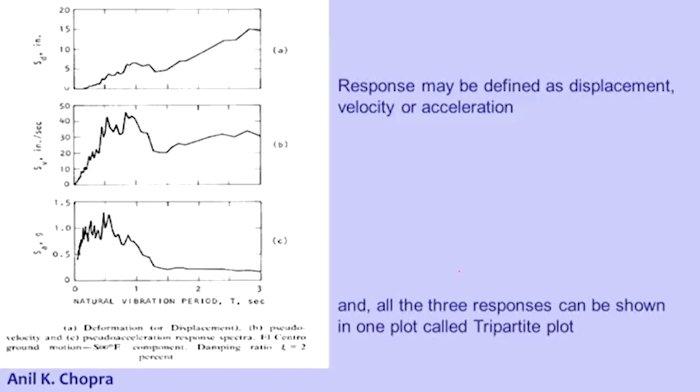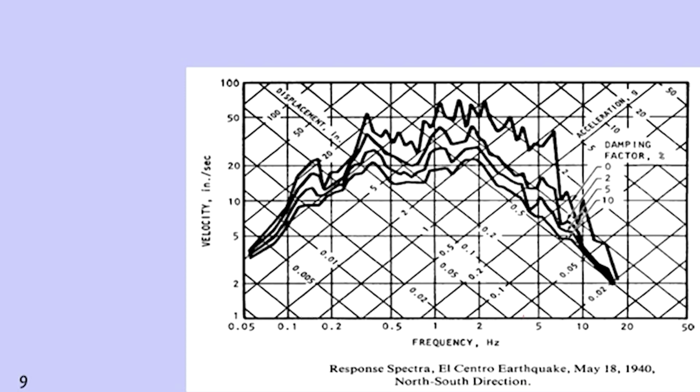Now you can see this one. The response quantity can be either displacement, velocity, or acceleration. Chart A is telling displacement, B is telling velocity, and C is acceleration. Actually these three things are linked. All three responses can be shown in one plot, which is called a tripartite plot. We will discuss in subsequent lectures how to construct this tripartite plot. Let me show you what a tripartite plot is.